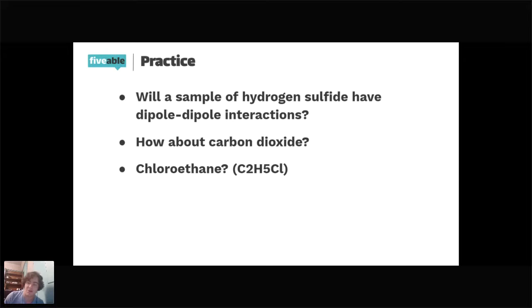Okay, I appreciate you throwing the guess out, but yes, there are dipole-dipole interactions, and I can actually build out the molecule to show it.